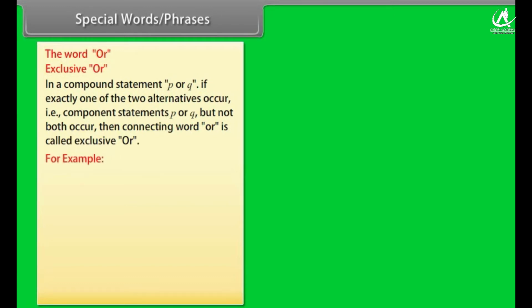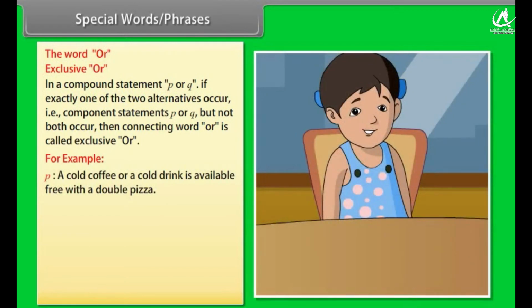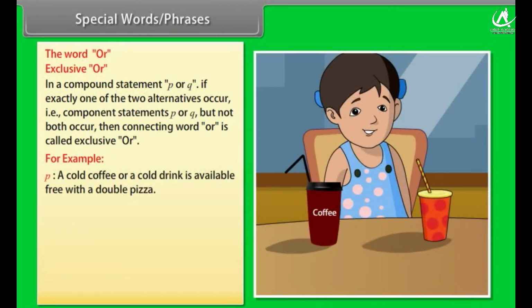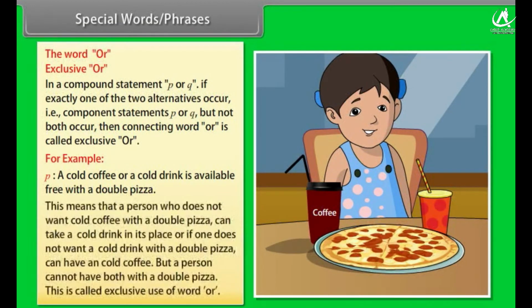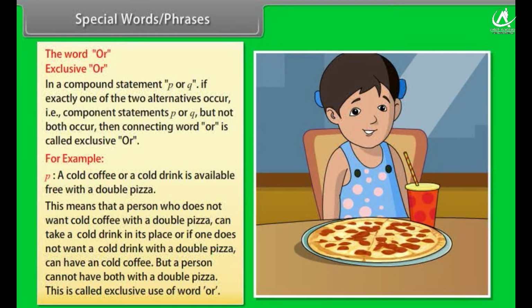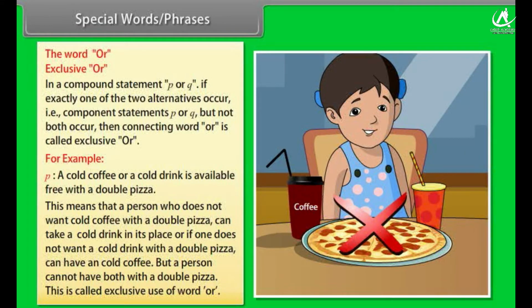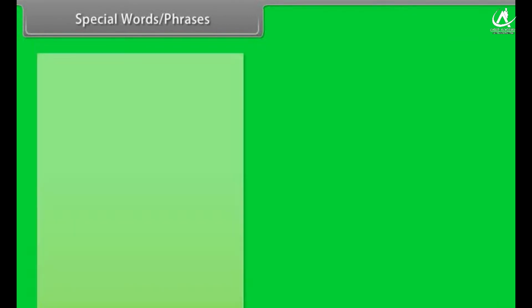For example, P is a statement that a cold coffee or a cold drink is available free with a double pizza. This means that a person who does not want cold coffee with a double pizza can take a cold drink in its place. Or if one does not want a cold drink with a double pizza, can have a cold coffee. But a person cannot have both with a double pizza. This is called exclusive use of the word or.